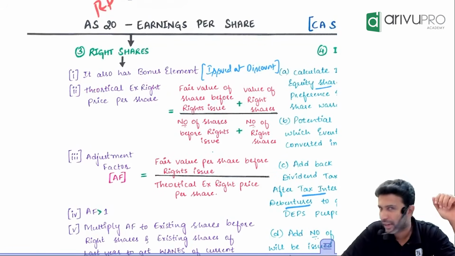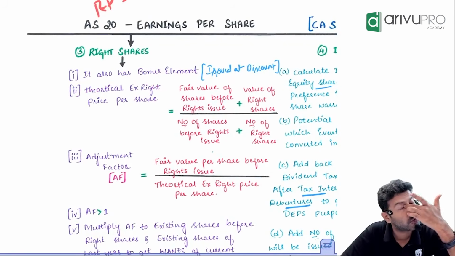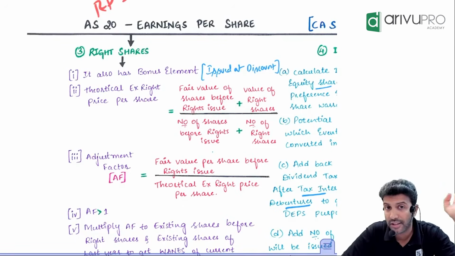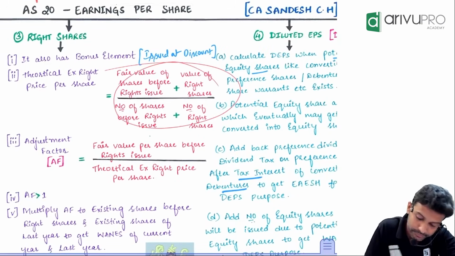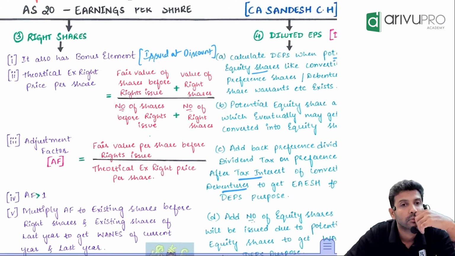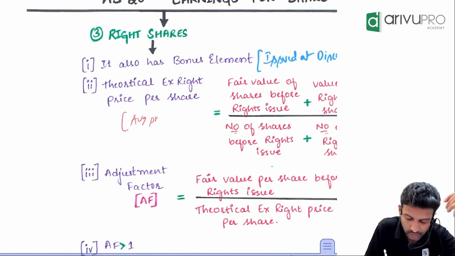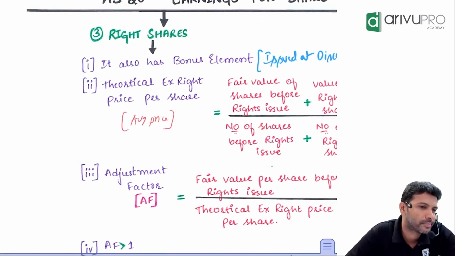Theoretical ex-right price per share is given by the formula: value of original shares plus value of right shares, divided by number of existing shares plus number of right shares. Very simple. It is simply the average price.